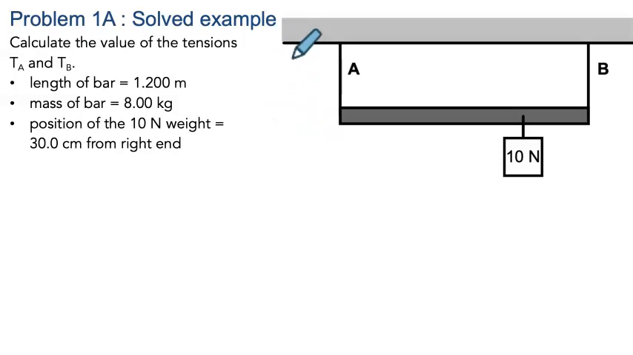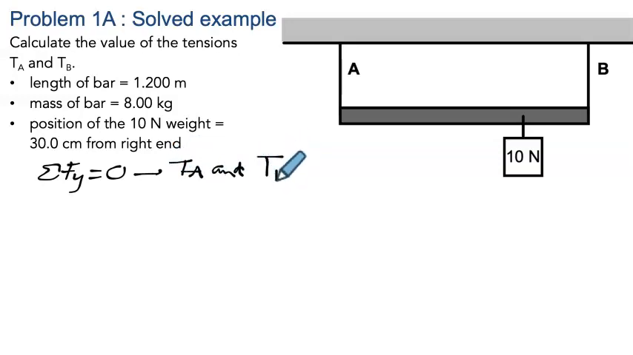Okay. So your approach to this would probably be to just say, okay, that's easy. Let's use the sum of forces on the y-axis and we should be fine. However, you will find out very quickly that you will have TA and TB in your equation, and therefore you will have two unknowns. So this is not the best approach. Instead, we will use the sum of torque in order to solve the problem.